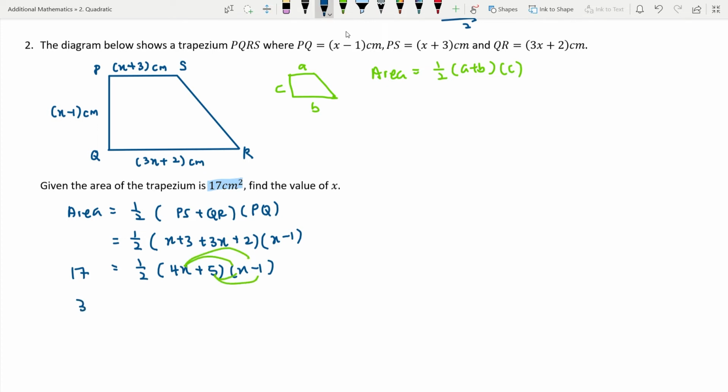We will obtain 34 is equal to 4x squared minus 4x plus 5x minus 5. This is a quadratic equation. Let's rearrange it into the general form. We have 4x squared plus x minus 5 minus 34 equal to 0. Simplify it. We have 4x squared plus x minus 39 equal to 0.